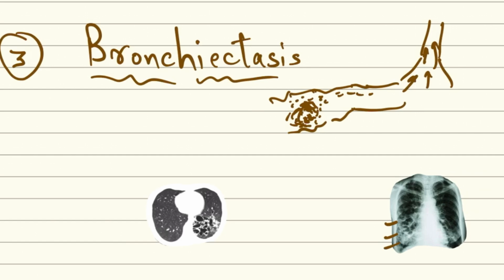Here we can see the CT images of the bronchiectasis changes. Here we can see a lot of dilated airways, and here the X-ray findings of dilated airways where the mucus gets collected, and this collected mucus irritates the air passage again and again, and the patient can have cough.